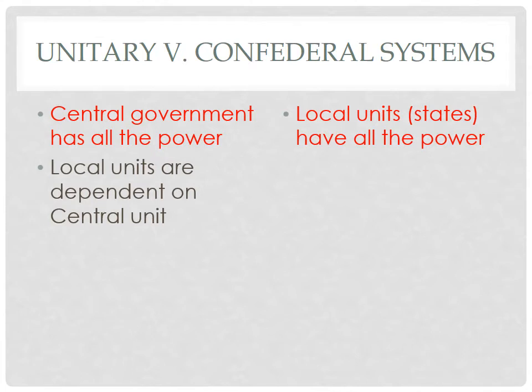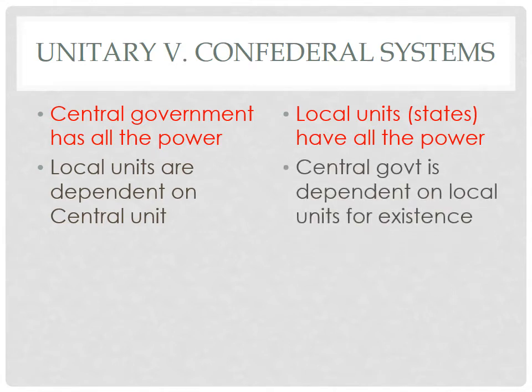In a unitary system, all the local units are dependent on the central unit. So like I said, that central power is going to be the one putting feelers out into the local units, but there is no local government in and of itself. They're all going to be small divisions or small parts of that central power. Versus in a confederal system, where the central government is dependent on local units for existence. So for example, in the Articles of Confederation, it couldn't exist without all of the different states working together in order to make this loose friendship work.